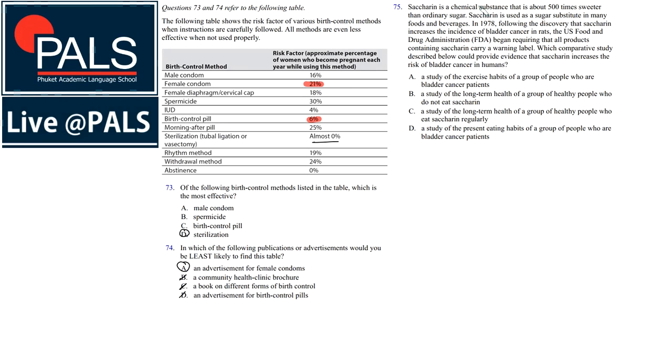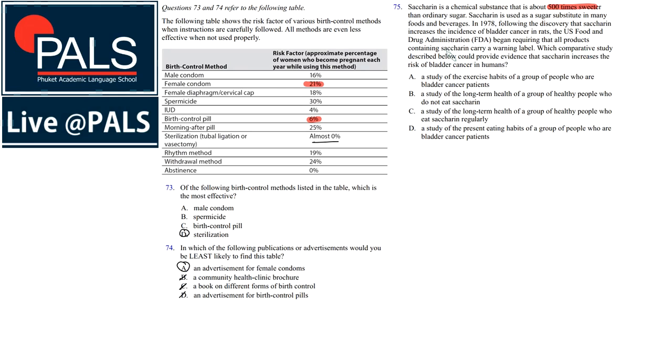Saccharin is a chemical substance that is about 500 times sweeter than ordinary sugar. Saccharin is used as a sugar substitute in many foods and beverages. In 1978, following the discovery that saccharin increases the incidences of bladder cancer in rats, the U.S. Food and Drug Administration began requiring that all products containing saccharin carry a warning label.